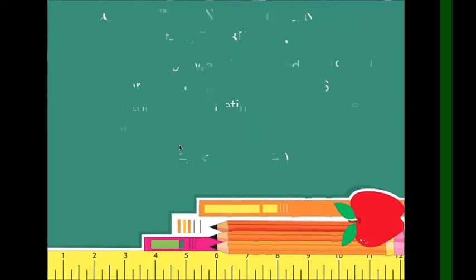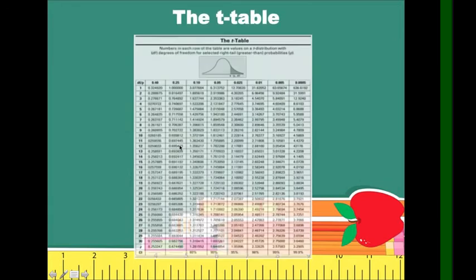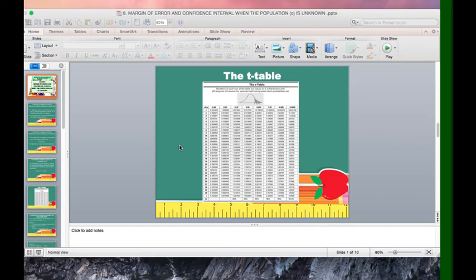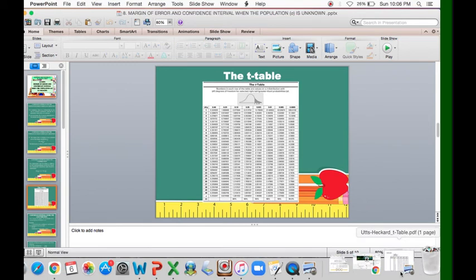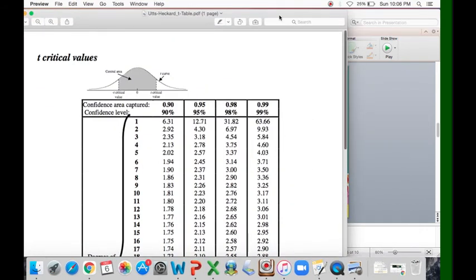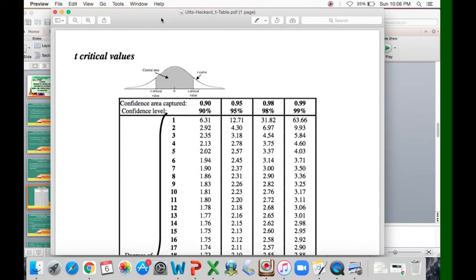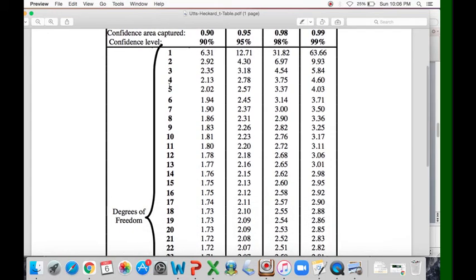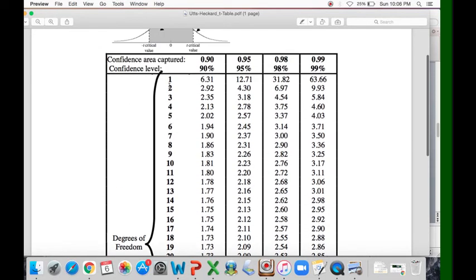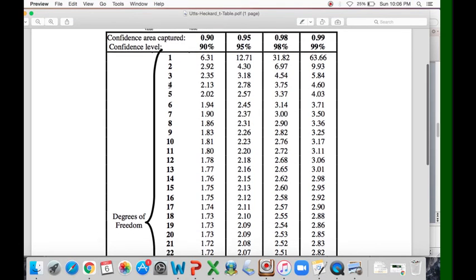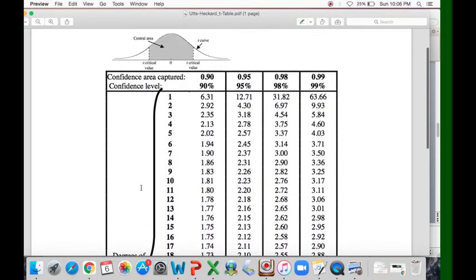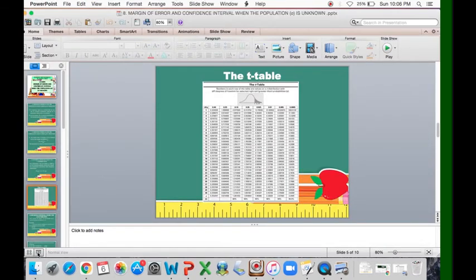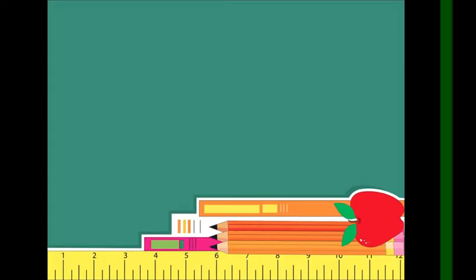Now we will use the t table. I prepared another t table that is very easy to use. This is an Otis-Heckard t table that you can download in Google. I just downloaded it so that it is easy to understand the t-test table. As you can see, there is a degree of freedom here. Later on, we will use these degrees of freedom.